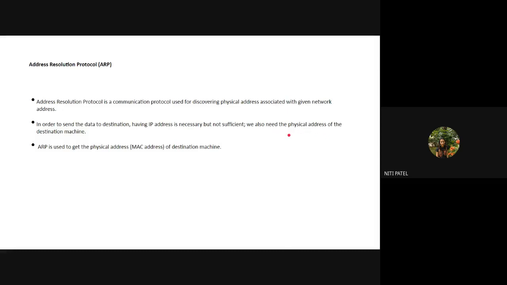So when I'm transmitting data from one source machine to another machine, giving only an IP address is not sufficient. I should also have a MAC address. So I will use this Address Resolution Protocol to get a MAC address, and then data with IP and with MAC address is transmitted from a source machine to a destination machine. Okay. So ARP is used to get the MAC address of the destination machine.